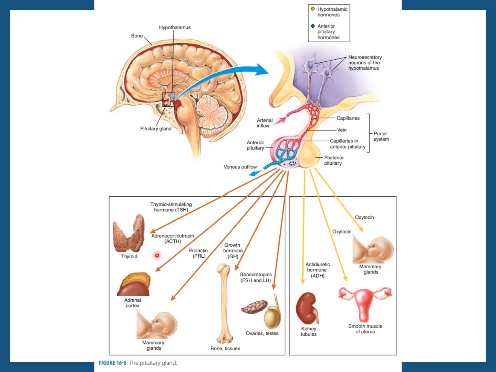If adrenocorticotropin is released, that will go to the adrenal cortex of the adrenal glands. The prolactin will go to the mammary glands. Growth hormone will go to those bones and tissues like cartilage and muscle. The gonadotropins will go to the ovaries and testes.